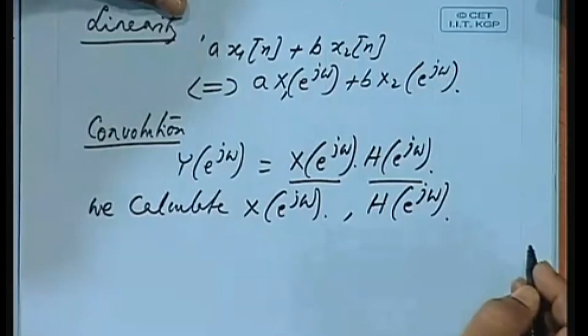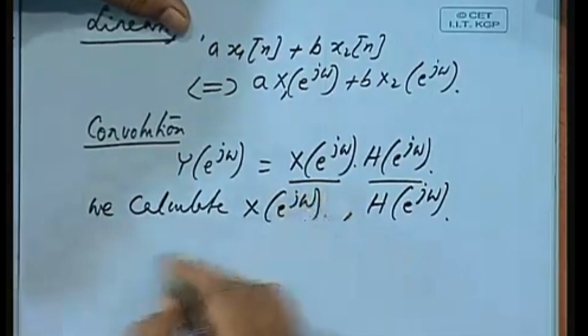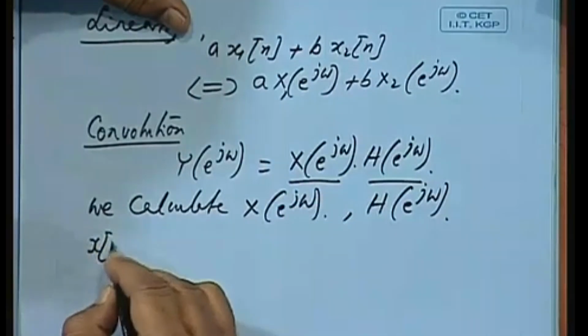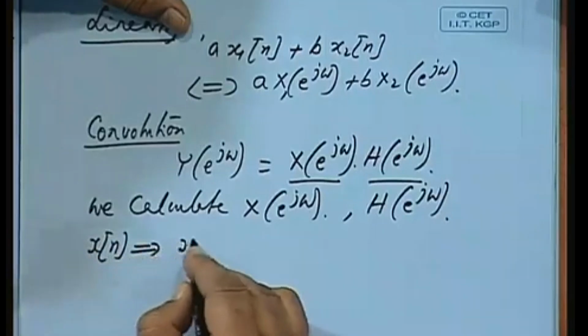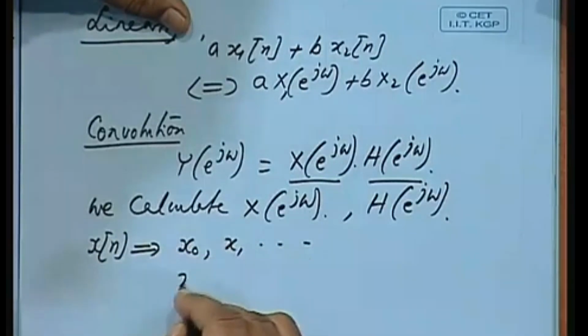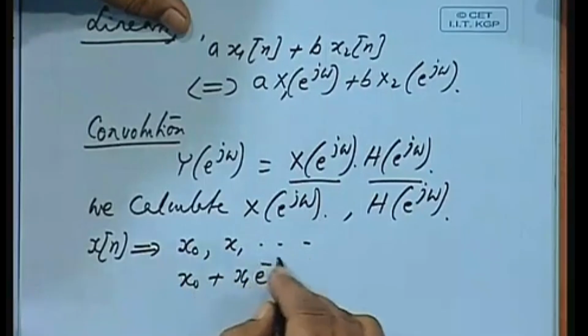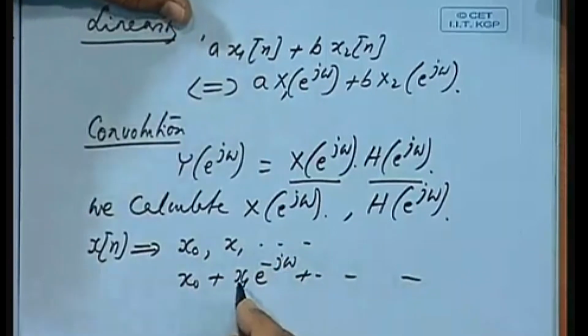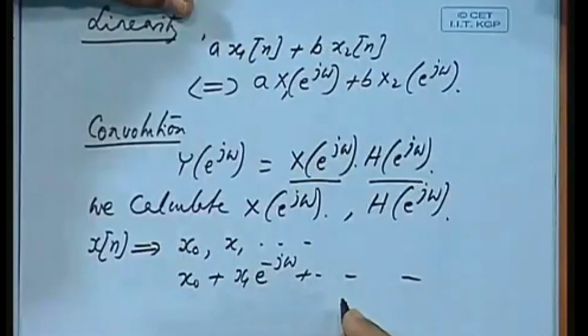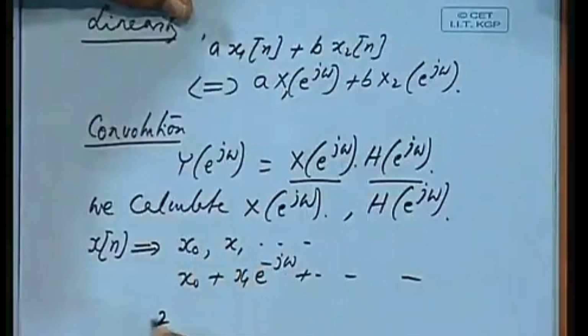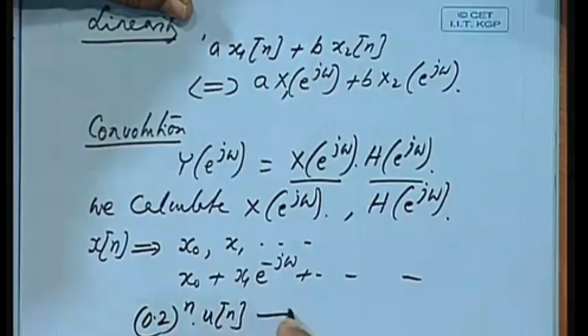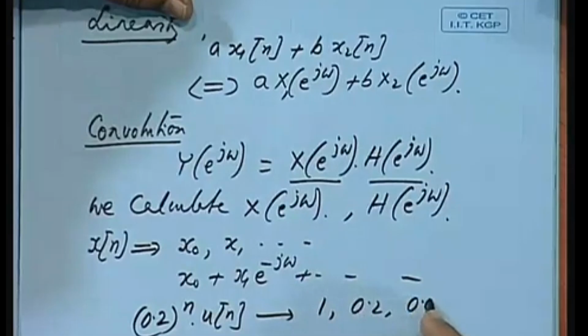All right. So, if you are given a sequence xn as x0, x1, etc., calculate x0 plus x1 e to the power minus j omega and so on. If a mathematical description is given, and if you can find the convergence and reduce it to a closed form, say, if the sequence is 0.2 to the power n un, then you know the sequence is 1, 0.2, 0.04 and so on.